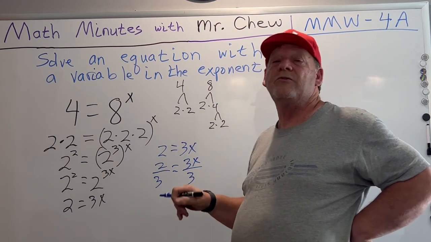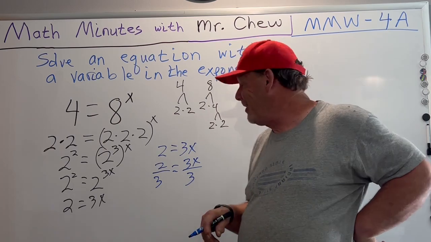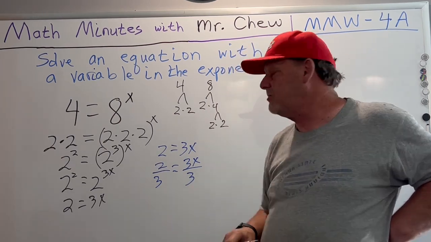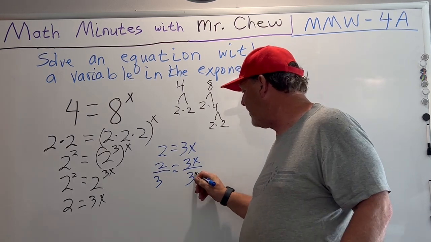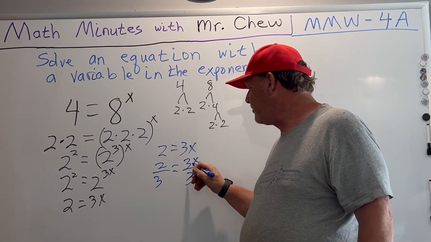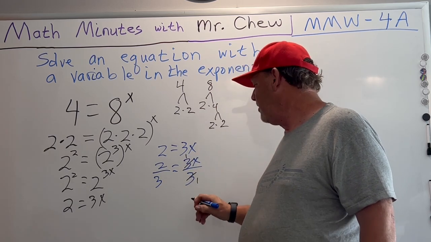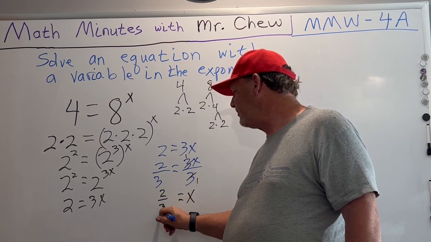How do I know I can do that? Because of the division property of equality. You can divide both sides of the equation by the same thing and still have an equation. Well, look what happens. I have a common factor of 3 here. 3 divided by 3 is 1. 3 divided by 3 is 1. 1 times x over 1 is x equals 2/3.